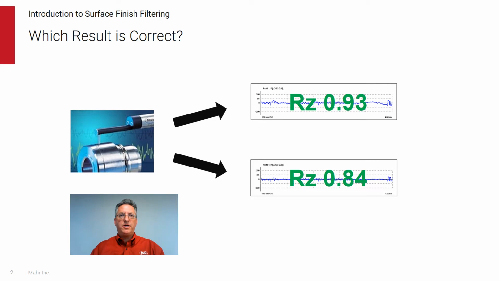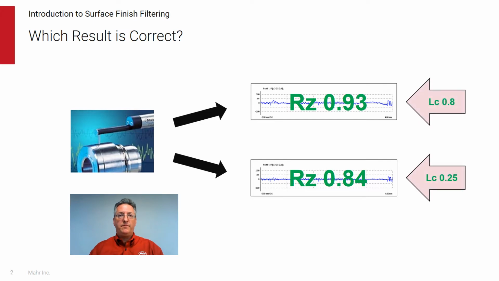Let's start our discussion of selecting the correct roughness wavelength cutoff, or just cutoff for short, by looking at these two traces. Both traces appear similar and both results are reasonably close in value to one another. But what is different between the two traces is the cutoff. The cutoff is one of the most important selections for correct surface finish evaluation.